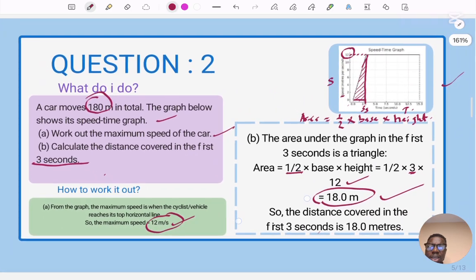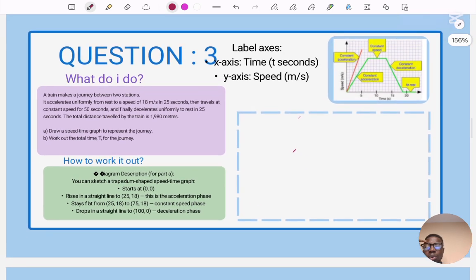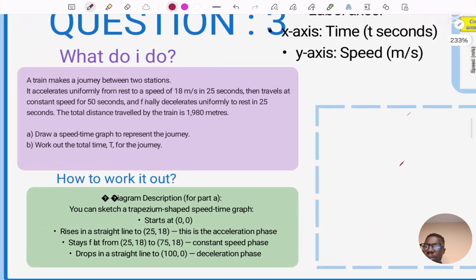I believe this is self-explanatory, but I just need to add some input for clarity. Now this question says a train makes a journey between 2 stations, so probably station A to B. Then it accelerates uniformly from rest to a speed of 18 meters per second in 25 seconds.